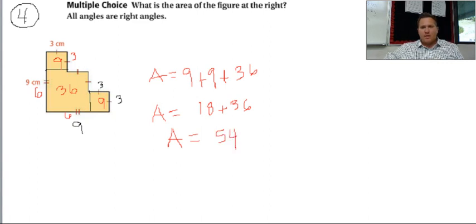I have centimeters, and anytime I do area, I am always squaring the units. So remember, the way I would say this is 54 squared centimeters right there. We got to make sure that when we're doing area that we square our units. So I would say this 54 square centimeters.